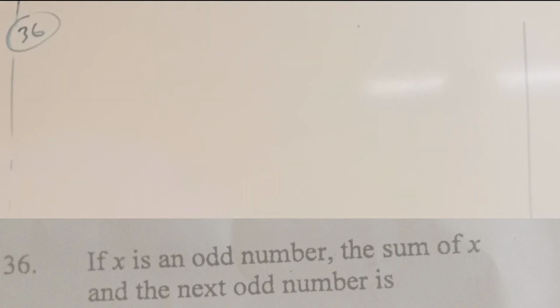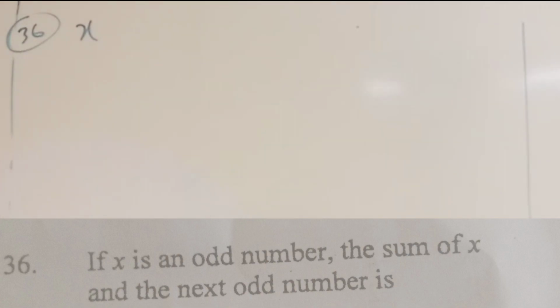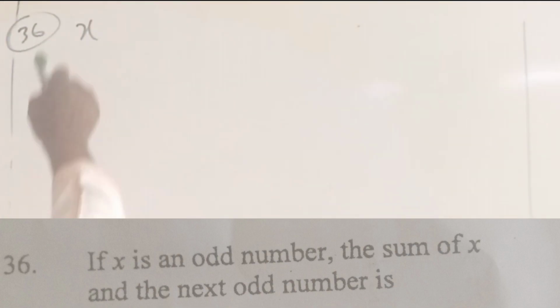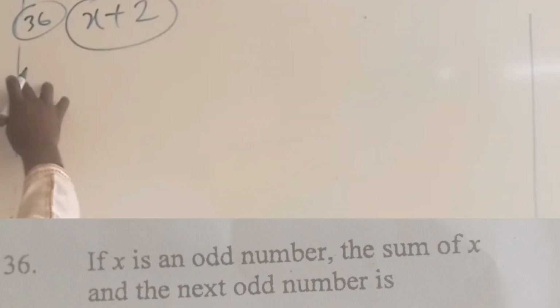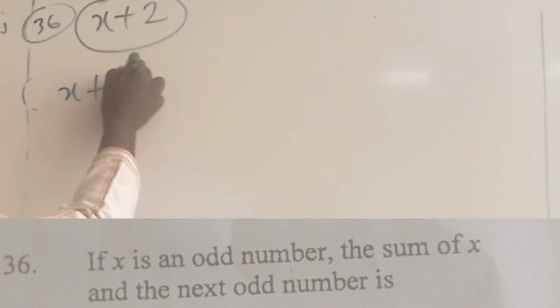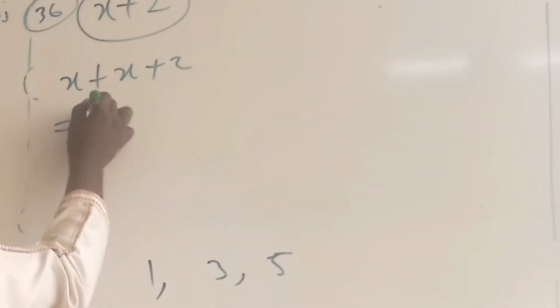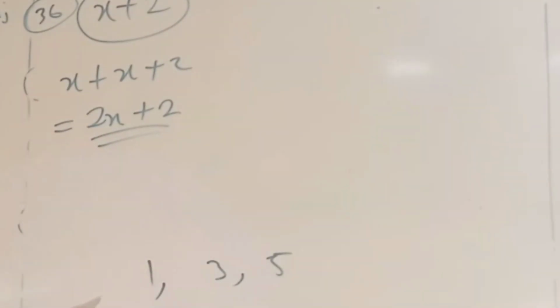Even numbers will also be increasing by 2. So in that case, if the first odd number is x, what will be the next odd number? x plus 2. This is the next odd number. So the sum of x and the next one will be x plus x plus 2. That means it's going to be 2x plus 2. That will be the answer.